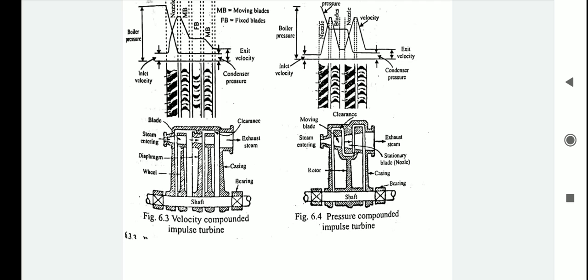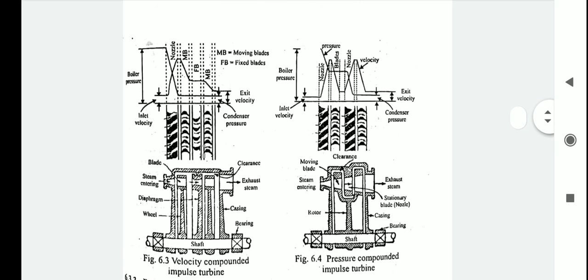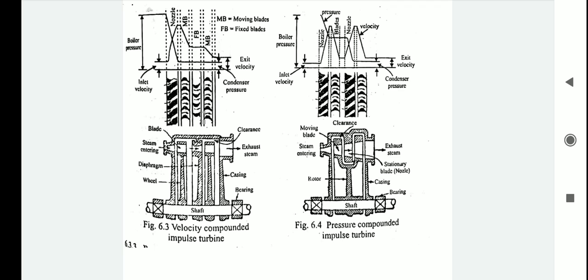Compounding can be done by the following methods, namely velocity compounding, pressure compounding, a third one being pressure velocity compounding, and the fourth one impulse reaction staging. As you can see from this figure, the first one is the velocity compounding impulse turbine, that is the Curtis stage of an impulse turbine. Here it consists of a set of nozzles, rows of moving blades, that is the rotor, and rows of stationary blades, that is the stator.